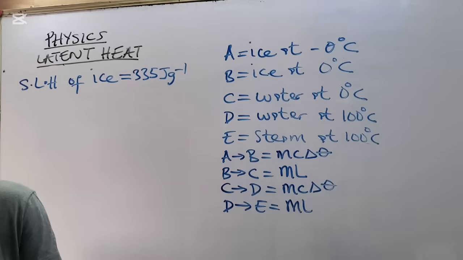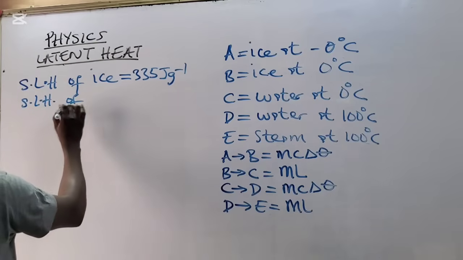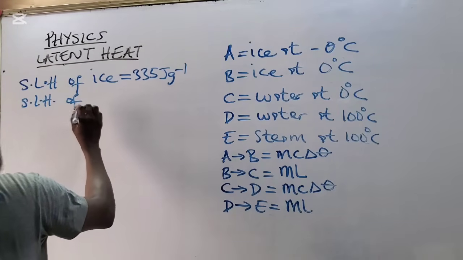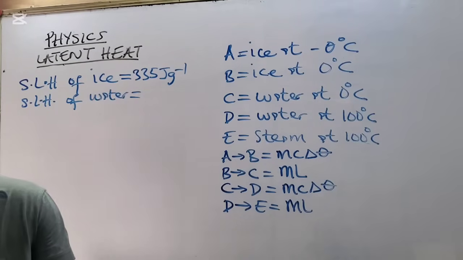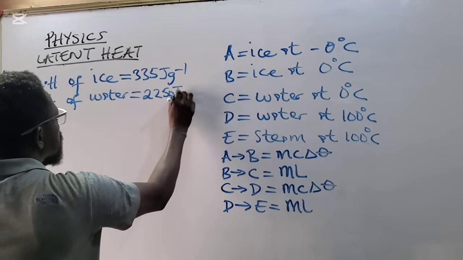Then specific latent heat of vaporization of water. That is 2250 joules per gram.